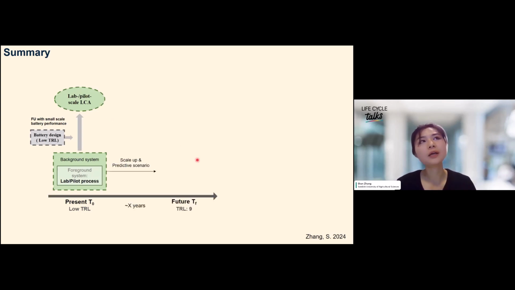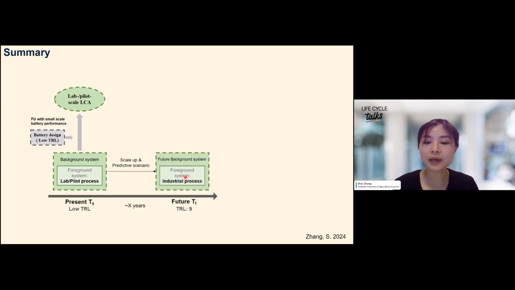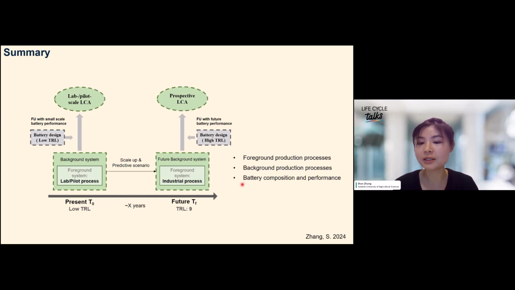Another one focused on the emerging batteries that are developed at scale in the future, TF, when their technology readiness level has reached the highest, with upscaled foreground system and the future background system, as well as future battery technology related data. So this is prospective LCA. And when we conduct prospective LCA, we need to pay attention to the three areas, as mentioned here.